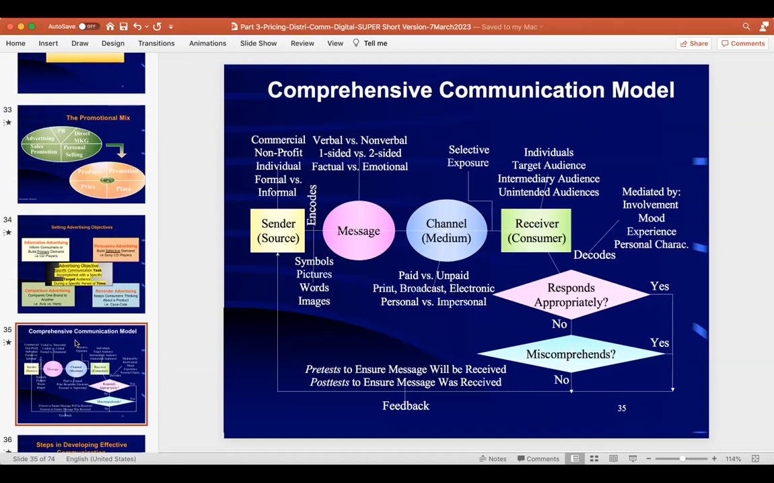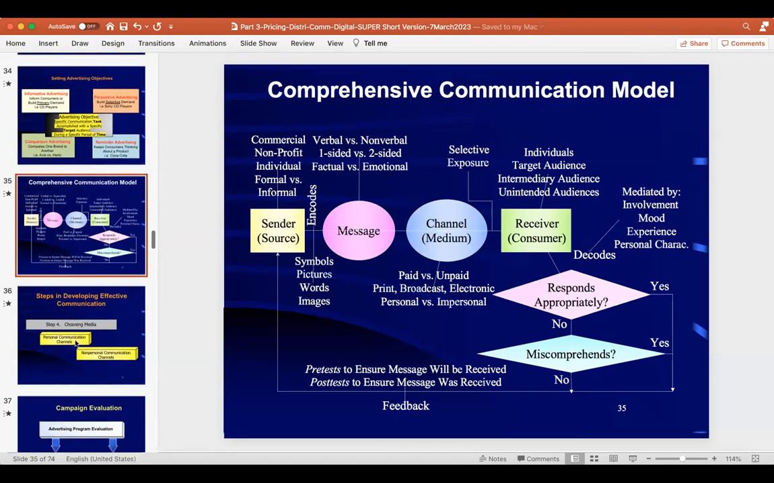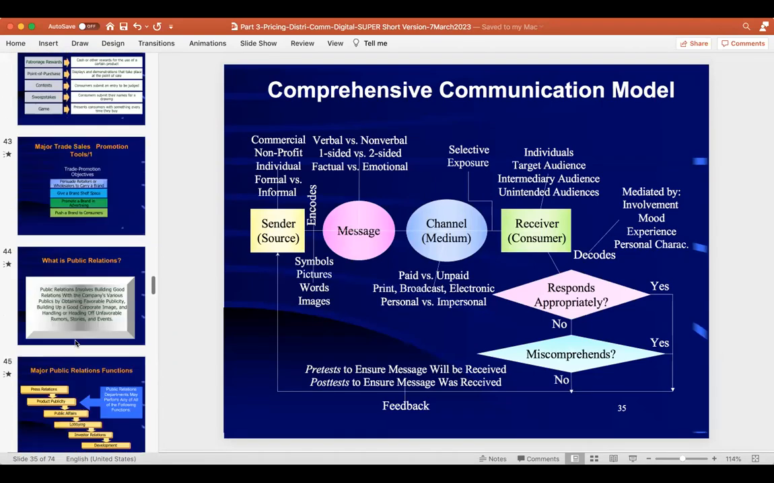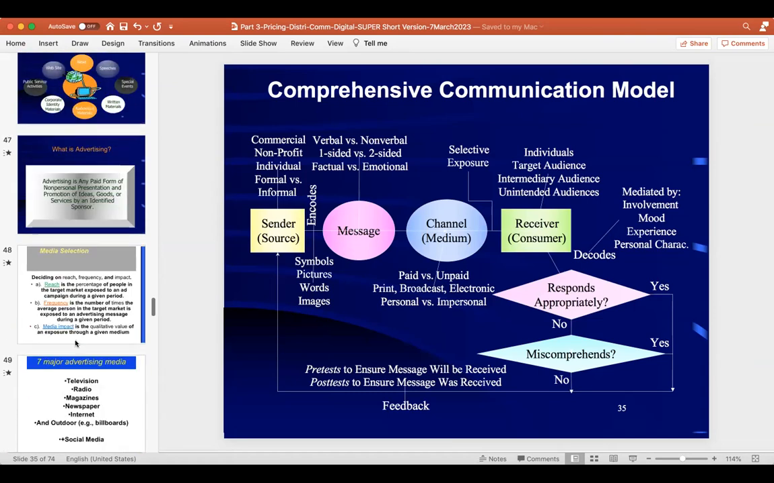So first you have to encode. So that's between the source and the message. And then decode, which is between the media and the receiver, is, did they understand what this is about? And then how did they respond? Okay, so I've explained all of this.